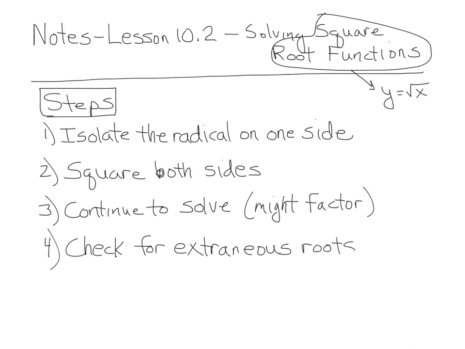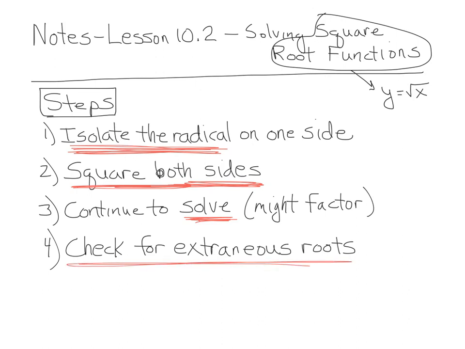Once in a while you get a solution that actually doesn't work. So here we go. Isolate the radical on one side. Square both sides. Continue to solve. It might involve factoring. And then check for extraneous roots. So those are the steps we're going to follow. Let's try 3 examples. Here is the first example. We might do 4 examples. Let's see how it goes.